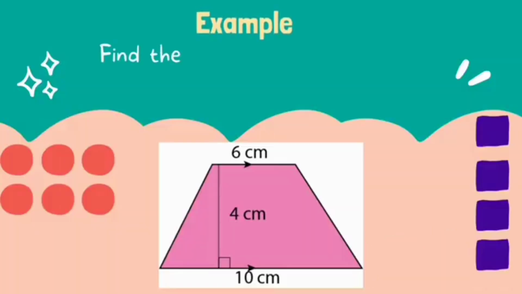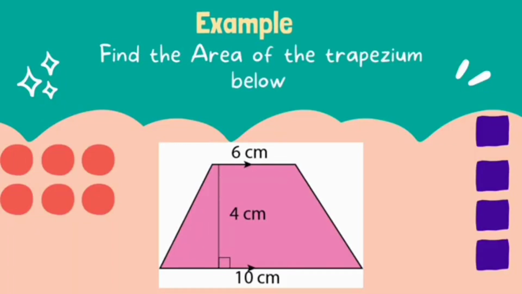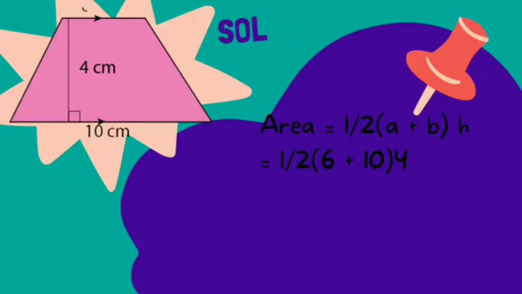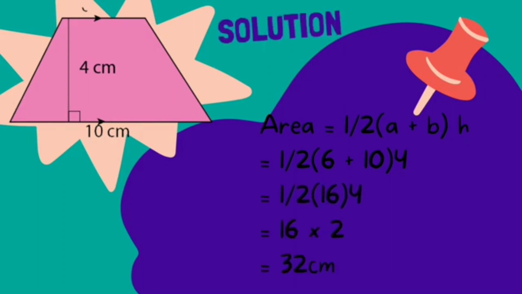Next, let's find the area of the trapezium shown below with parallel sides 6 cm and 10 cm and a perpendicular height of 4 cm. Using the formula for the area of a trapezium, which is half times the sum of parallel sides times the perpendicular height, the area of the trapezium is half times 6 cm plus 10 cm times 4. From calculation, the area of the trapezium is 32 centimeters squared.